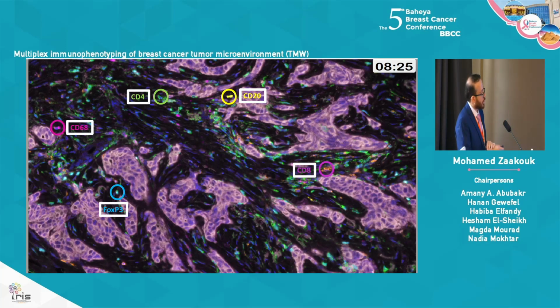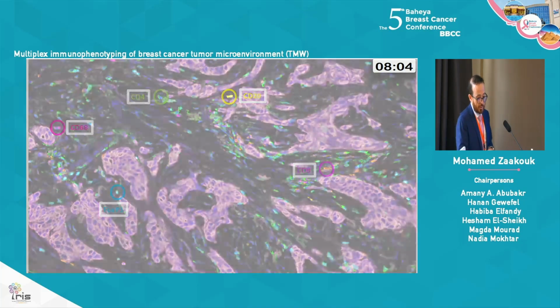This is a closer look. The green ones represent the T helper cells, which are CD4 positive and FOXP3 negative. This cyan one is CD4 positive and FOXP3 positive, Treg cells. CD68, the purple color, is the macrophage. CD20, the B cell, and CD8, the cytotoxic T cells.